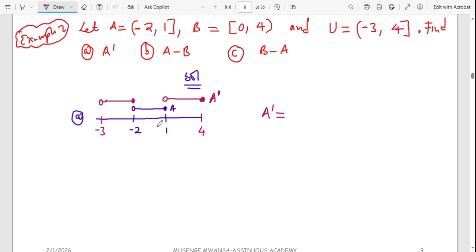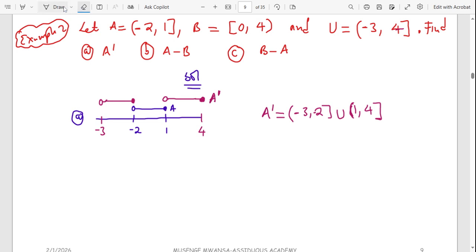Alright. So the inverse, therefore A complement is from negative 3 up to 2. You can see at negative 3 it's open. At negative 2 it is closed. And then we continue from 1 up to 4. At 1 it's open. At 4 it is closed. Remember, A complement has got this part and this part. For you to connect those two parts, you use the symbol union in the middle. That's how you write it. That's A complement.